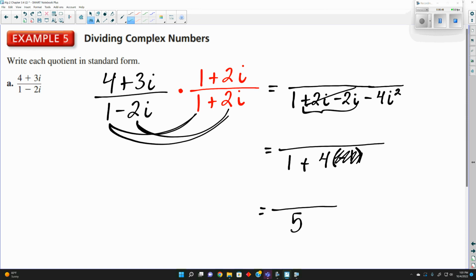But we still have to multiply the numerator. 4 times 1 is 4. 4 times 2i is going to be plus 8i. 3i times 1 is going to be plus 3i. And lastly, 3i times 2i is going to be plus 6i squared.